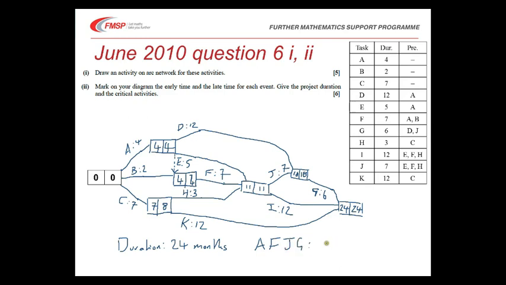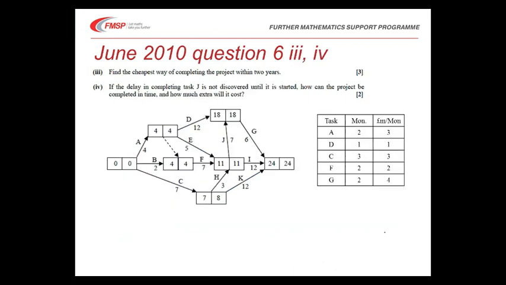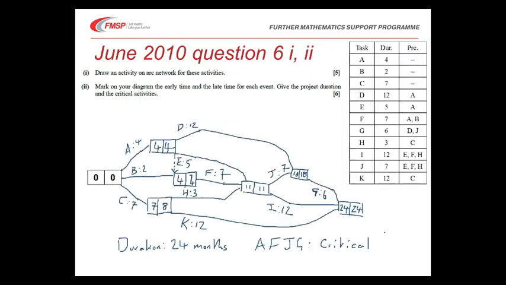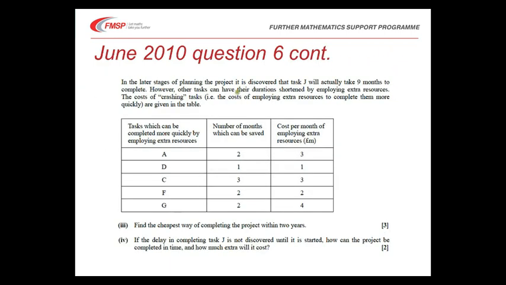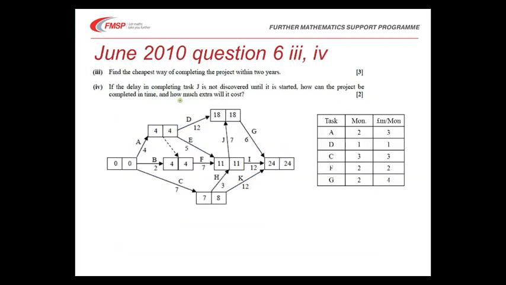That is, they are critical. They cannot run late. So, in the second part of the question then, we're asked the cheapest way of completing the project within 2 years, and then if the delay in completing task J is not discovered until it started, how can the project be completed in time? So just to remind you, what's happened here is you're told that in the later stages J will actually take 9 months, and you're asked what's now the cheapest way of doing it.